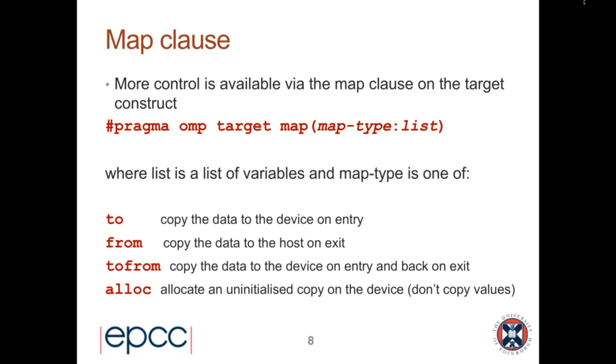And then the fourth option is alloc. What that does is it just allocates an uninitialized copy on the device, but doesn't actually copy any values from the host. So it just gives you a scratch copy of that variable on the device and doesn't initialize it. It's then up to you to put some initialized values in it in the device code.